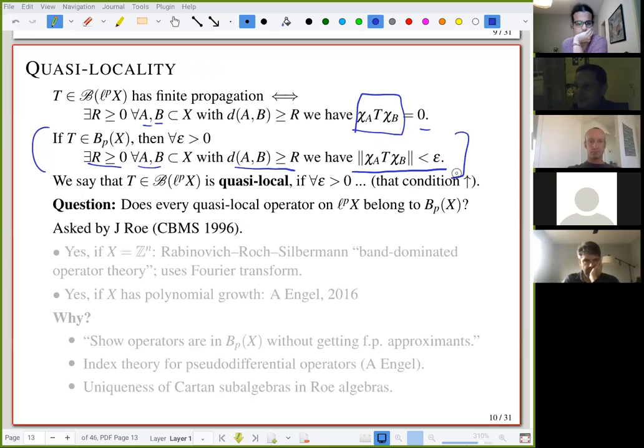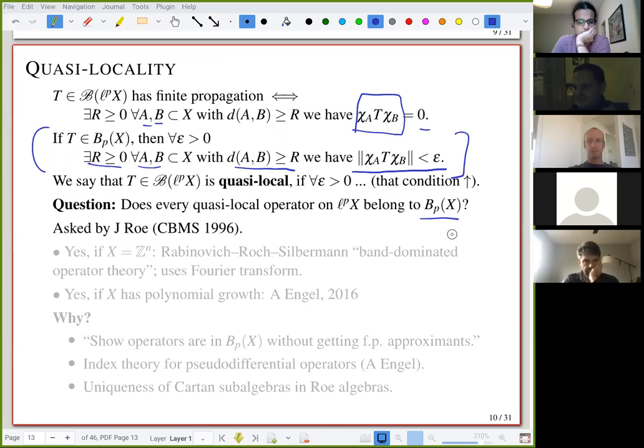And what I was just saying is that anything in any of these operator algebras, so the Roe algebra, uniform Roe algebra, or the Banach algebra version of that, is going to satisfy these conditions. So one question is whether a quasi-local operator actually belongs to the corresponding Banach algebra, so the uniform Roe algebra. And the history is sort of strange.